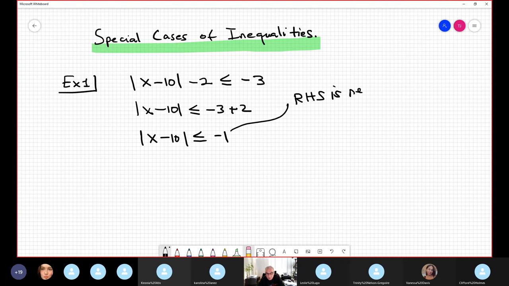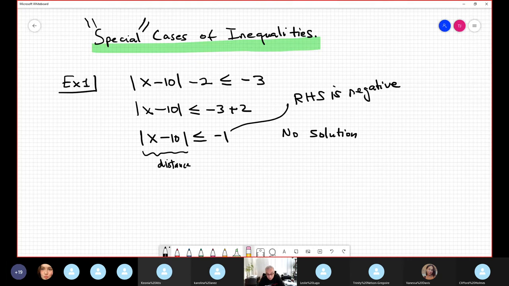So when you see the right hand side is a negative number, this smells like a special case. It's obvious that there is no solution, because I can interpret this as a distance. A distance is never equal to or less than negative 1, because the distance is always a positive number. Not equal to negative, and less than negative, of course, is worse.